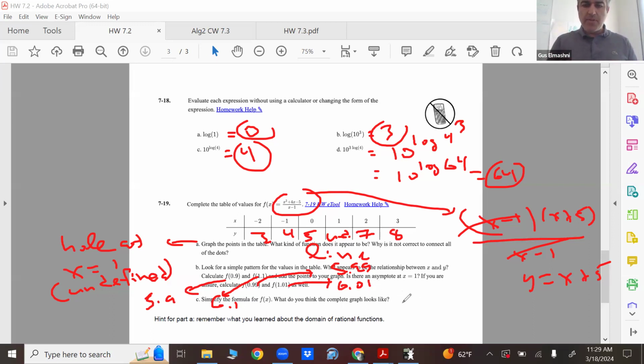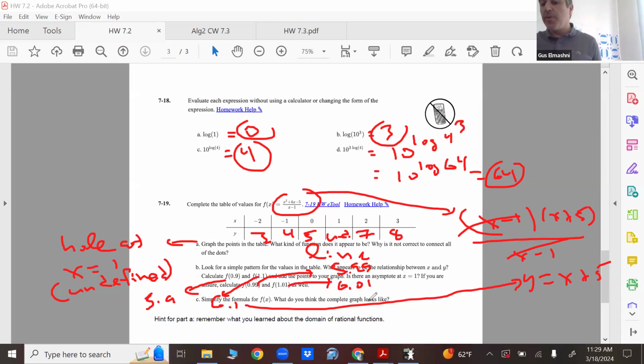So the simplified form is just this. Kind of did it for you guys already. And why does it look like that? That's because we canceled out the x minus 1. That's why it looks like that. But it's not true. The graph is going to look like this, hole and keeps going like that. That's 1 and 6. So, yeah, we're good?